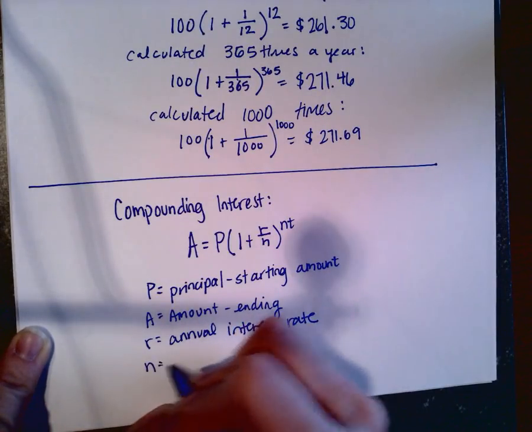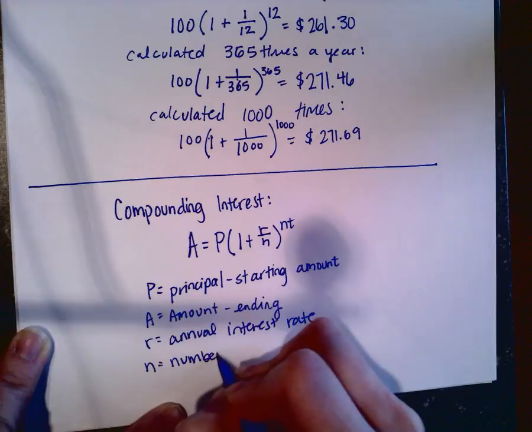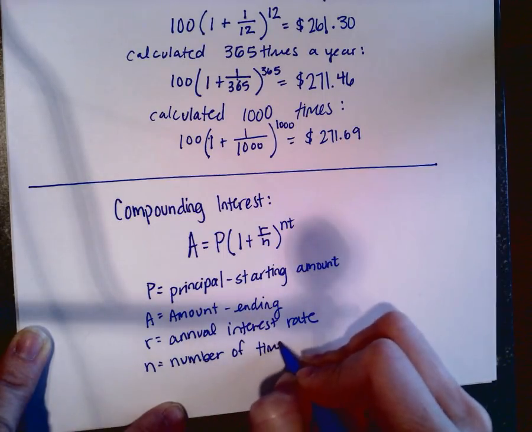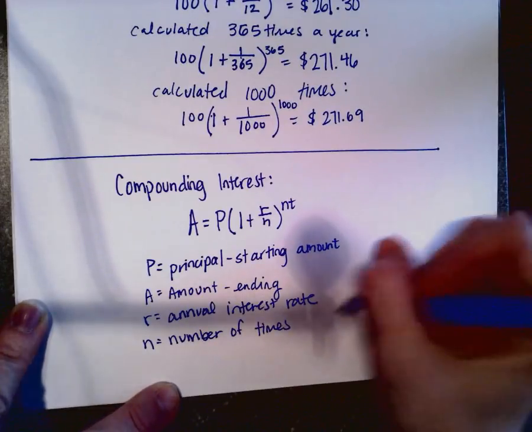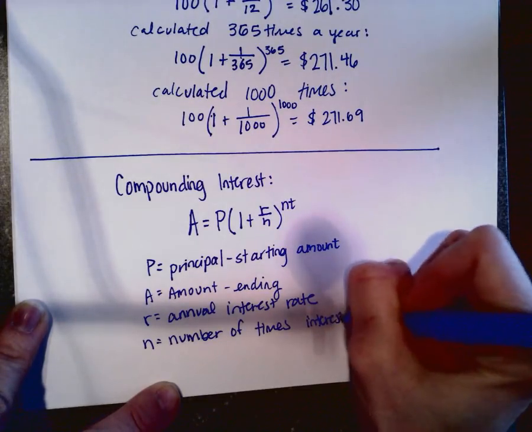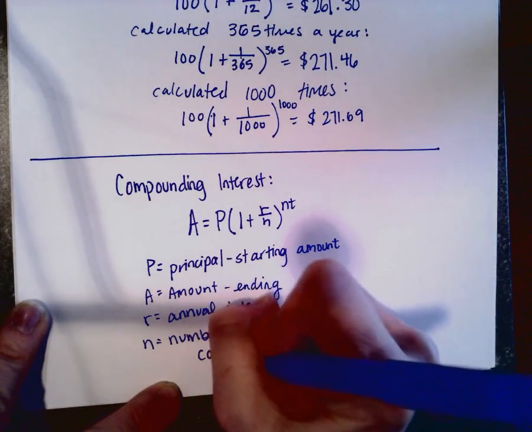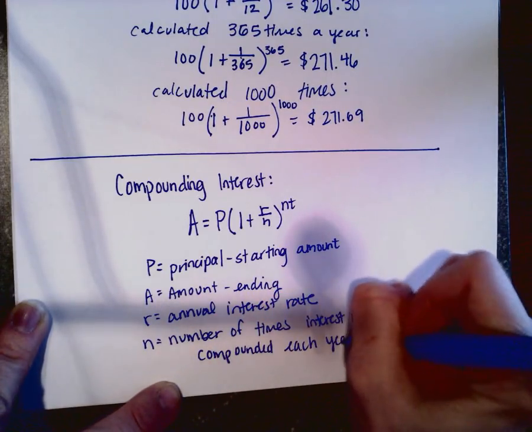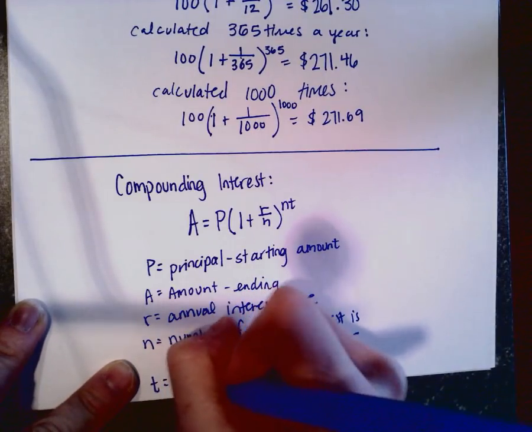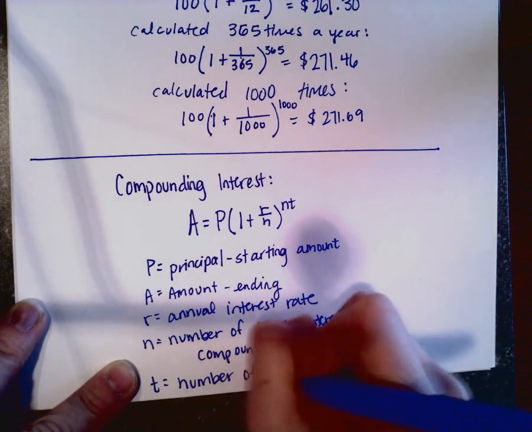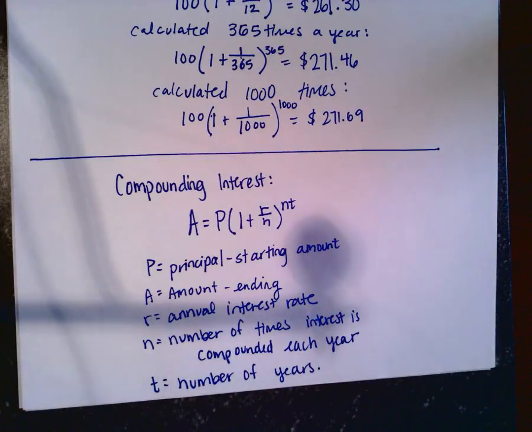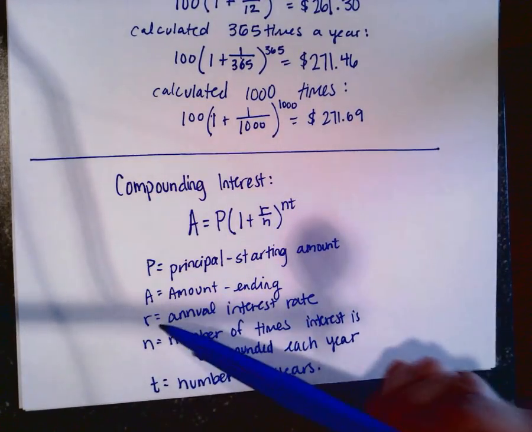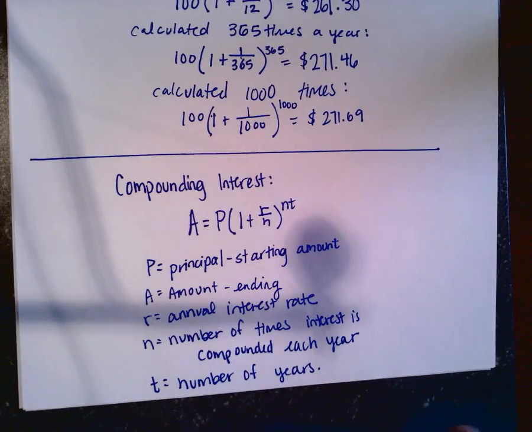N is the number of times the interest is compounded each year. And then T is the number of years. Okay, so we're going to work out problems where we're solving for these different variables. You'll be given information about some of them, and then you will have to solve for some of the other parts.